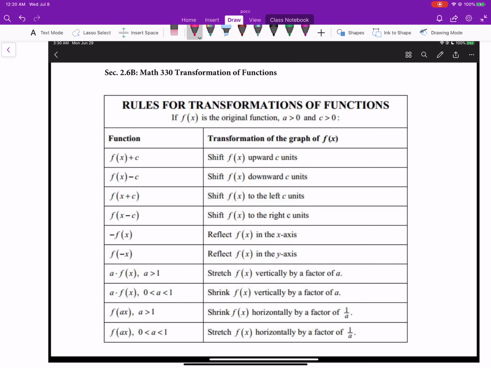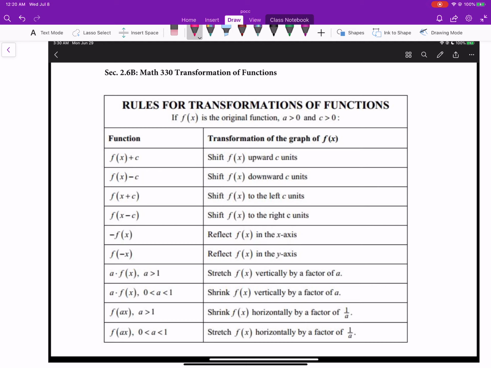Hi class. Today we're going to review transformations of functions, and hopefully if you've seen this before, it might just jog your memory and get you back on track. If this is your first time seeing this, I'm going to try my best to explain what's going on so that you can also pick up some good notes for yourself.